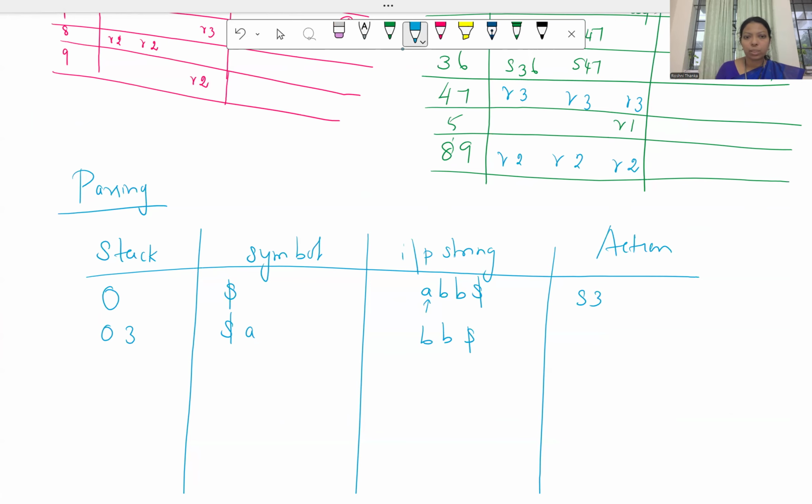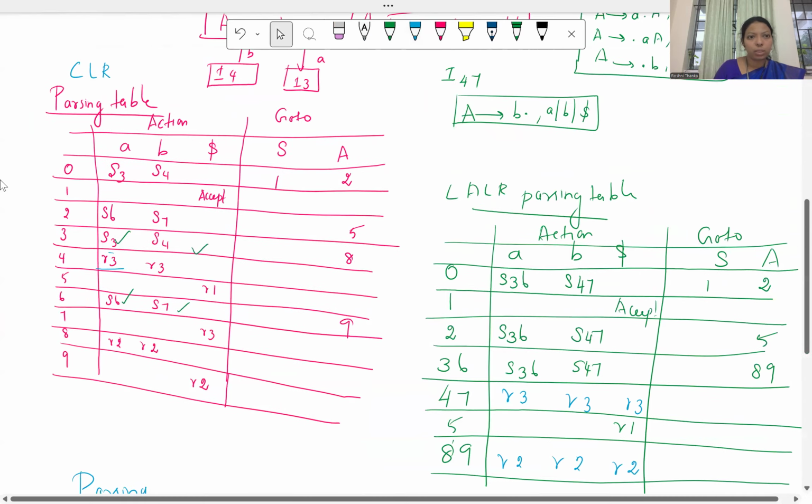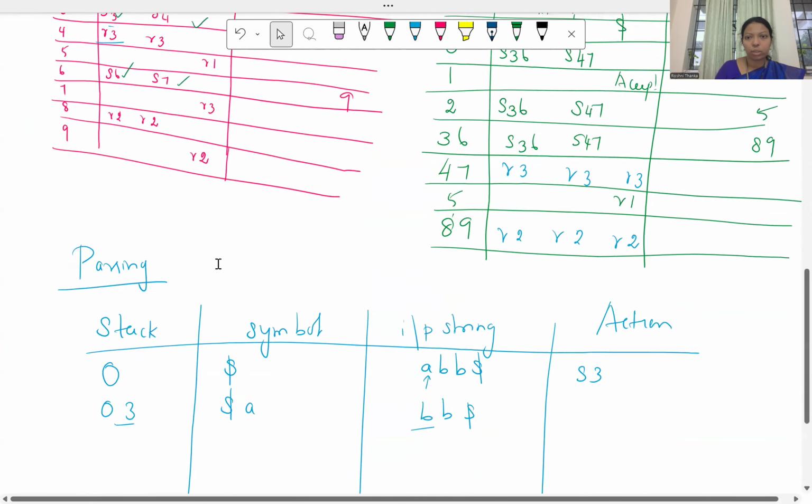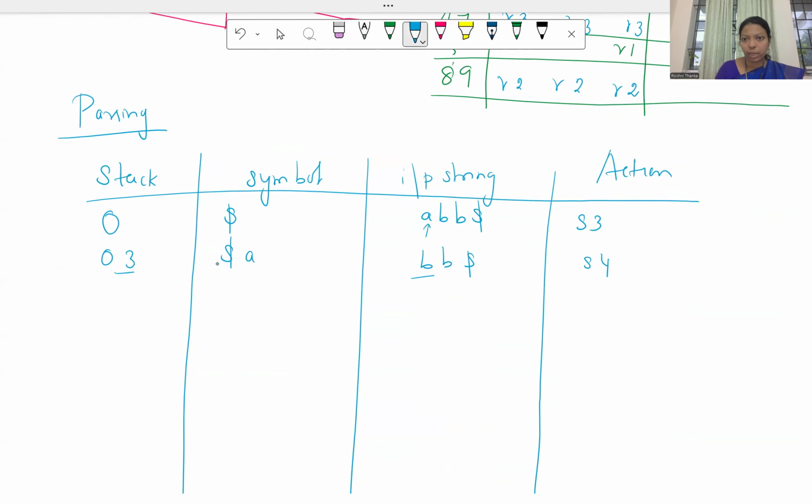So now the next one is 3 on b. So what is 3 on b? Look at here. 3 on b is S4. So again a shift is there. So what will you do? Dollar a, and the b will also be coming. Here it is b dollar. And then this 4 will be pushed inside the stack.